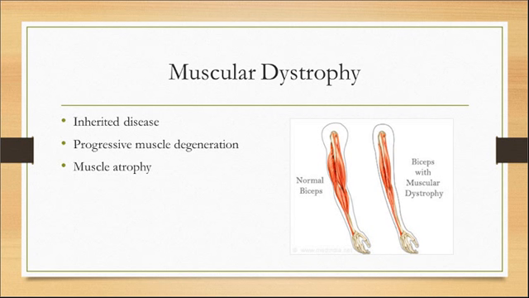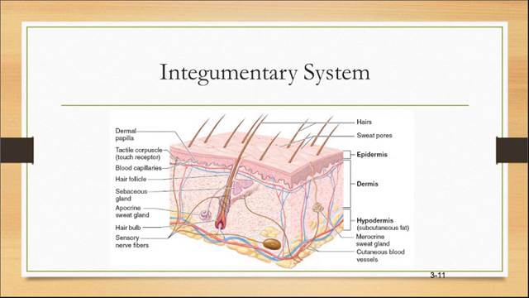Next, we're going to switch gears and go right into our integumentary system. So the skin is the largest organ of the body. Often we forget about that. It receives more care and treatment than any other body system. The skin is just one part of the integumentary organ system. The whole system consists of the skin, hair, nails, sweat glands, and sebaceous glands.